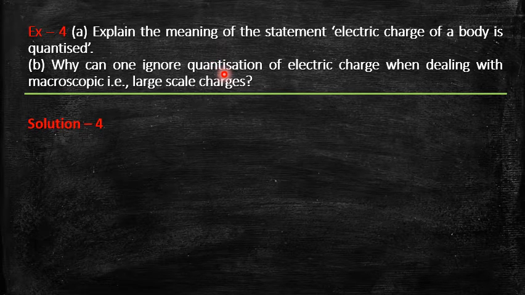As far as B is concerned, when you are talking about large scale charges, adding or removing a few electrons won't affect the value of charge to a great extent, because the charge of 1 electron is 1.6 into 10 raised to minus 19. When you are talking about a macroscopic body having a large amount of charge, and you add or remove a few electrons, it does not make a great difference to the overall value of charge. Hence one can always ignore quantization of electric charge when talking about a large amount of charge.